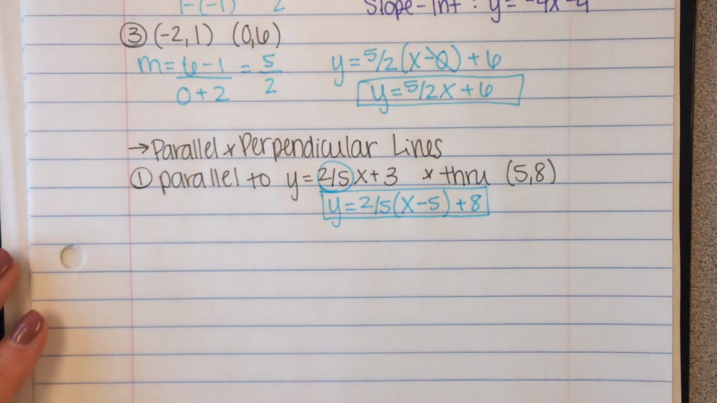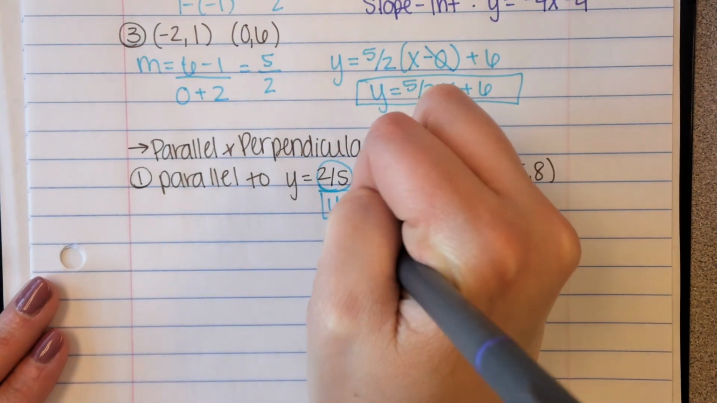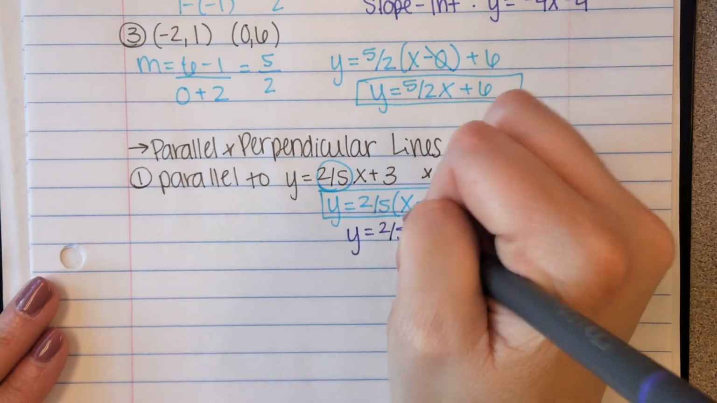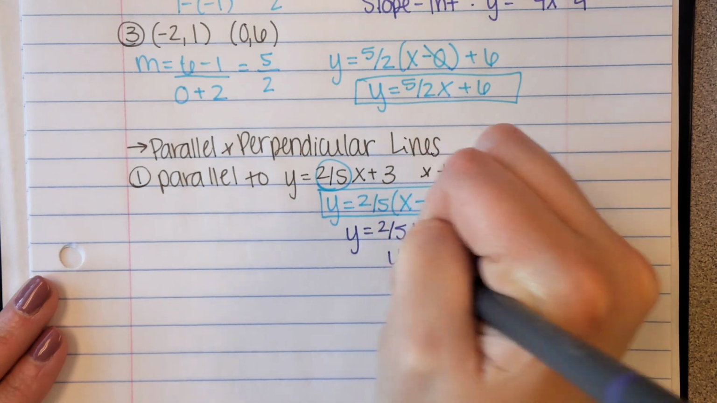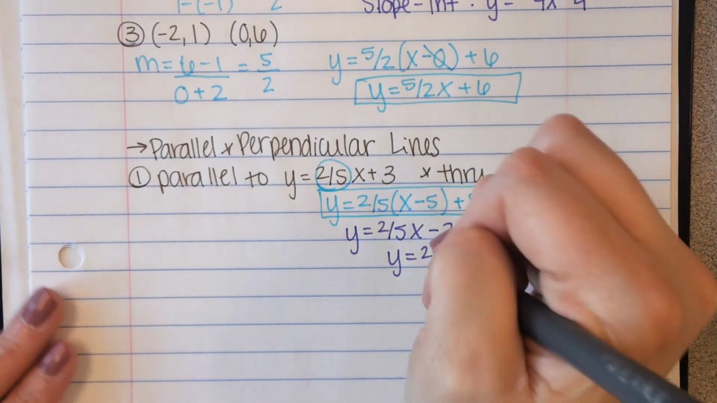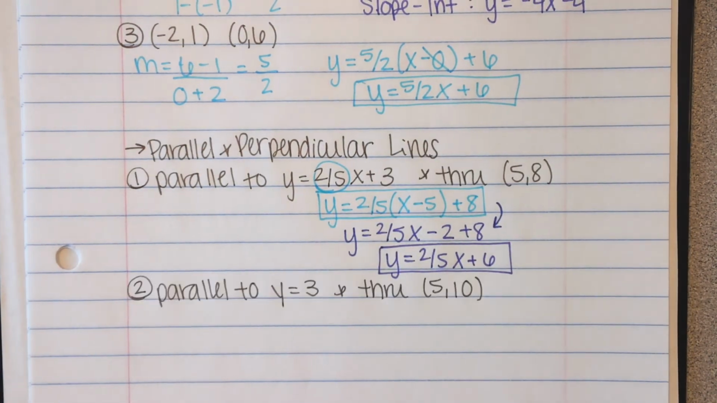And then again, if you need slope-intercept form, you can simplify. So y equals 2/5 x, and then 2/5 times -5 is -2, plus 8. That gives us y equals 2/5 x plus 6. Okay, so there's the slope-intercept form if you need it.